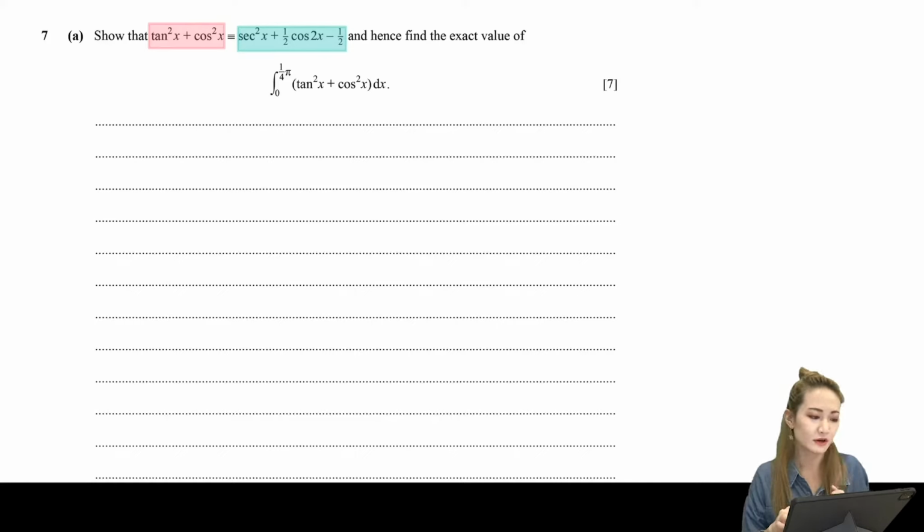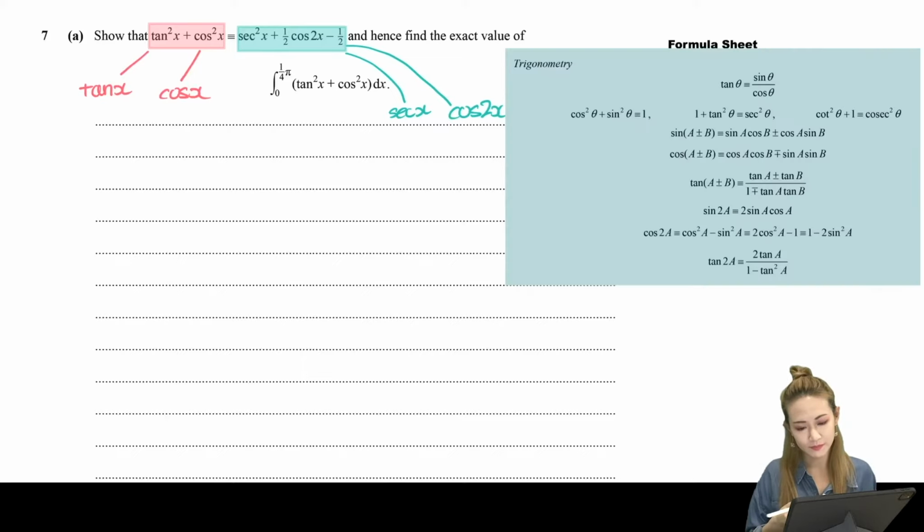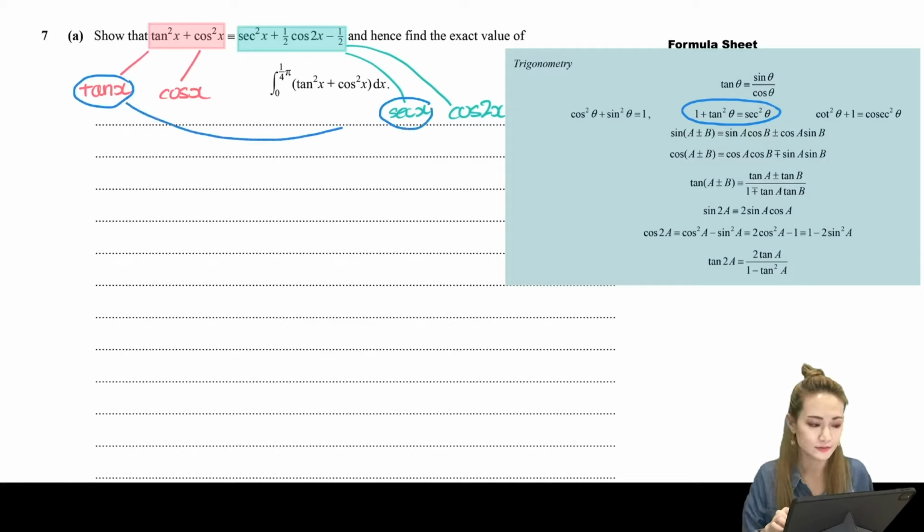In this case, we start with a tan and a cos. So we start with tan x and cos x, and we want to rearrange it into some form of sec x and cos 2x. So let's look at the formula sheet. From the formula sheet, we can see that there's an identity that involves tan squared theta and sec squared theta. So we're going to use this one to turn tan x into sec x.